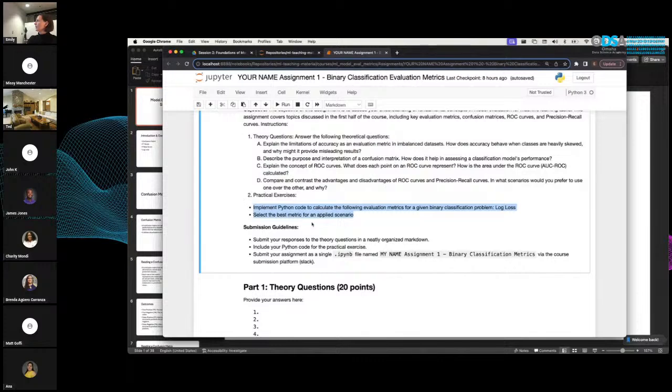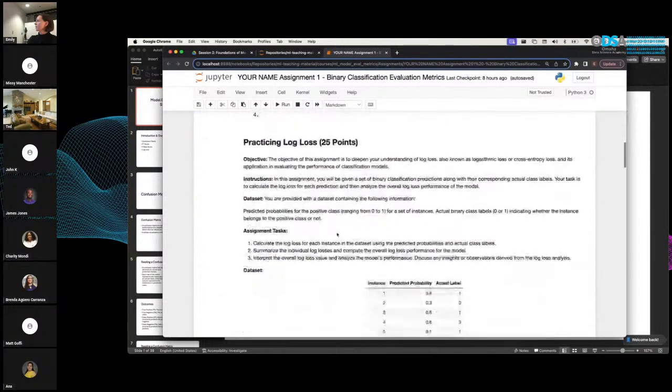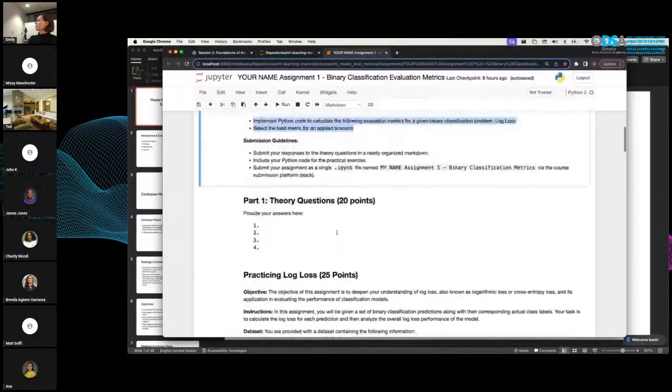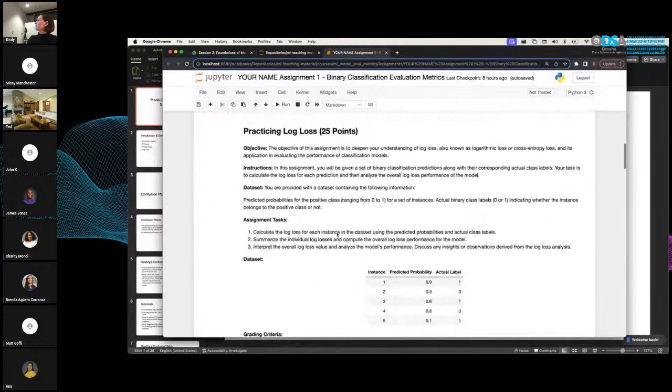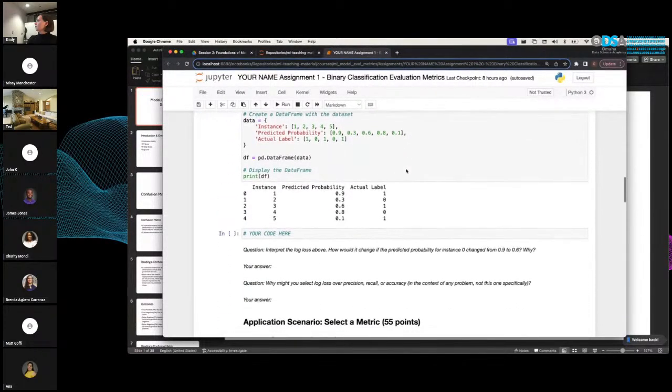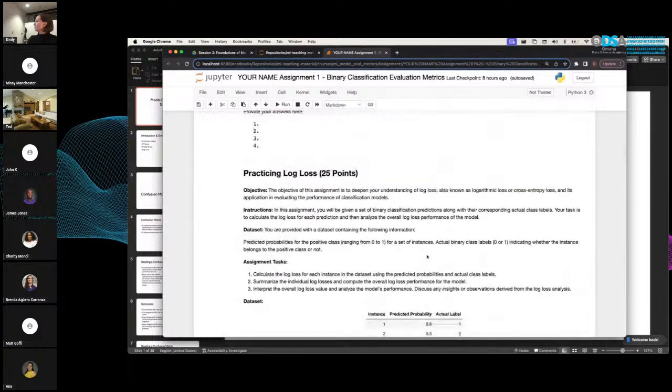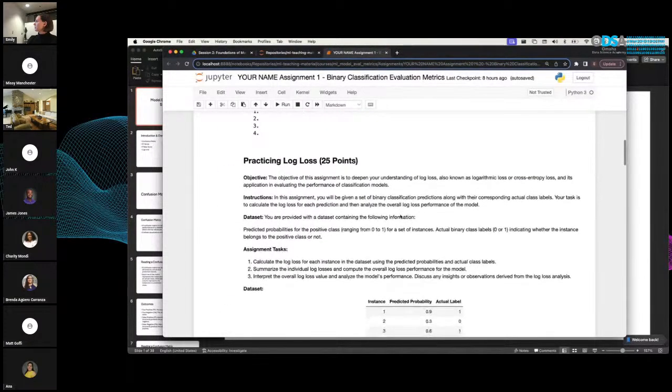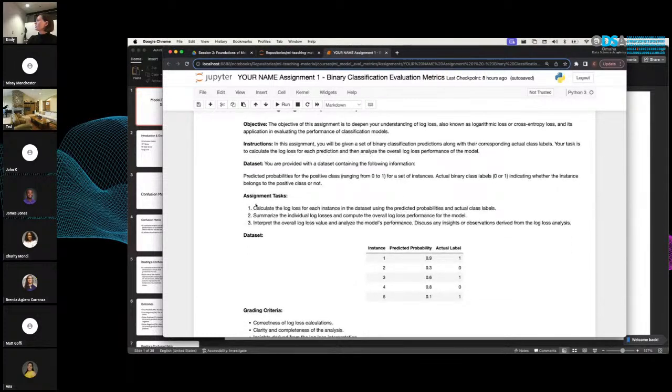And then we have 2 practical exercises. One is around log loss, or logarithmic loss. And in this one, I believe you're just implementing it. Let me just make sure. Yeah, here we are. Here's your tasks.